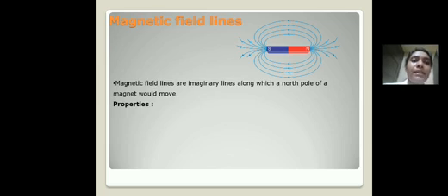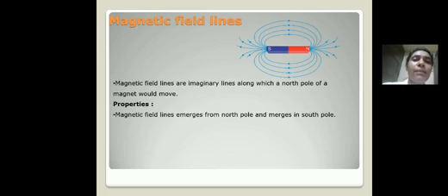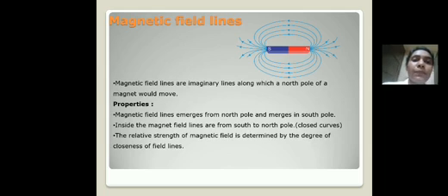So once again, let's go through the properties of magnetic field lines. It's very important. Magnetic field lines emerge from the north pole and merge in the south pole. Inside the magnet, field lines are from south to north pole, hence we can consider them as closed curves. The relative strength of magnetic field is determined by the degree of closeness of field lines, and no two field lines intersect each other. These are the properties of magnetic field lines.